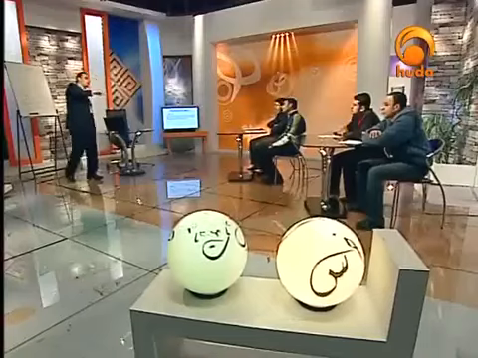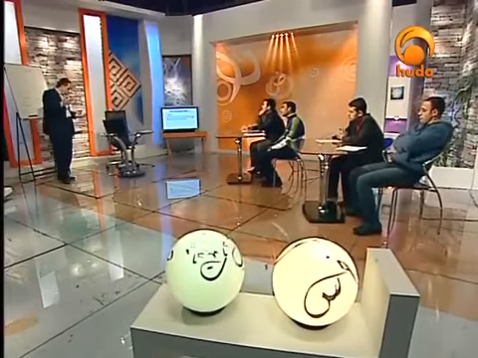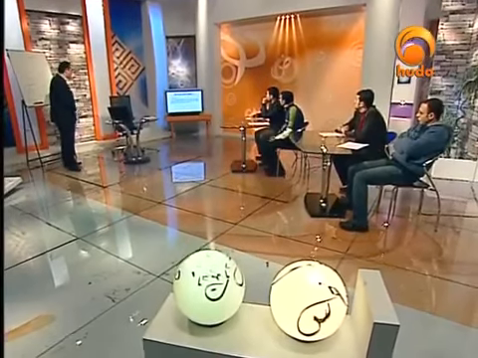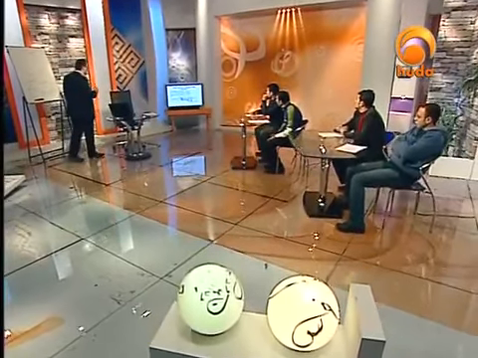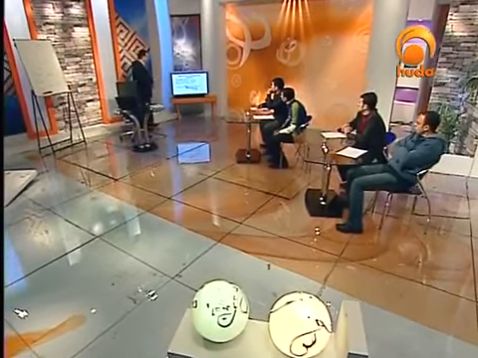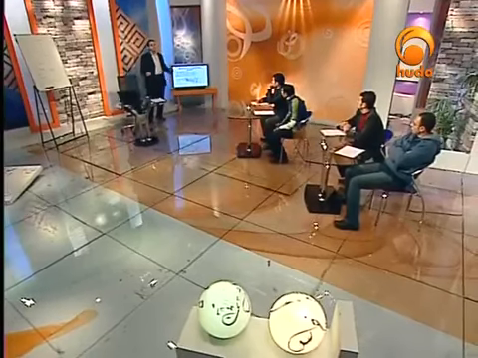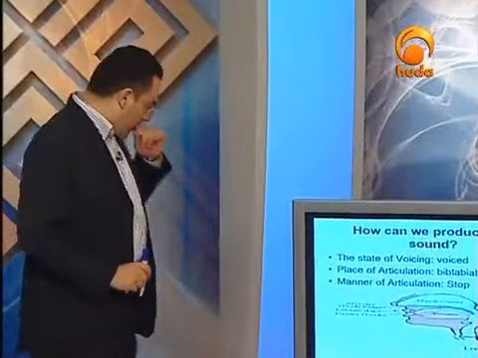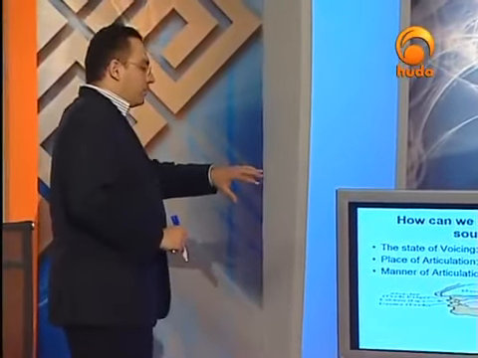Let me move on here to how we can pronounce it. Here in the slides, we can see how we can produce the sound: the state of voicing, place of articulation, and manner of articulation. In a nutshell, in very simple and short terms, state of voicing: in every letter we pronounce, we have to make sure about the state of vibration here, whether we have vibration or not. This is my point.